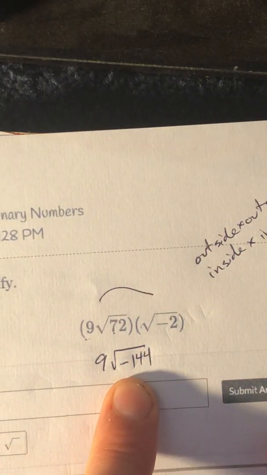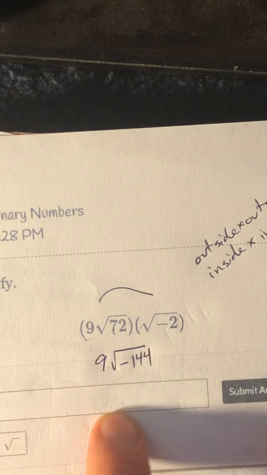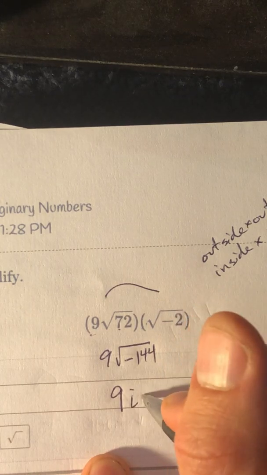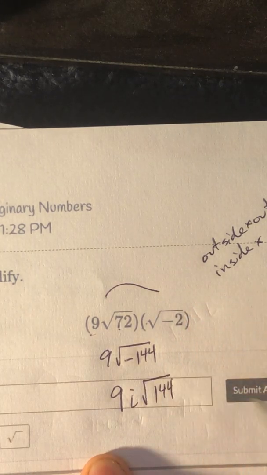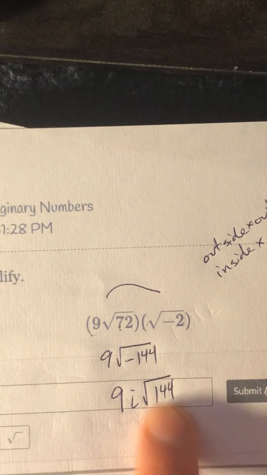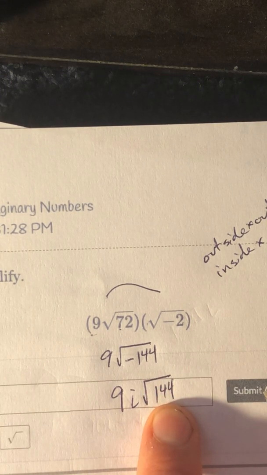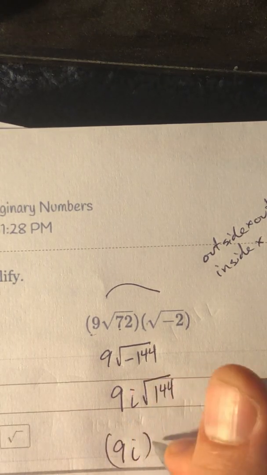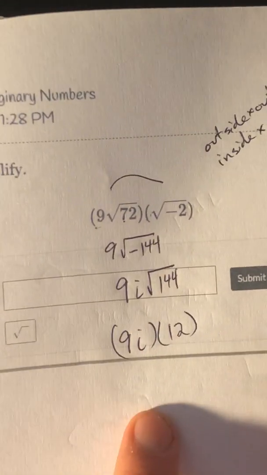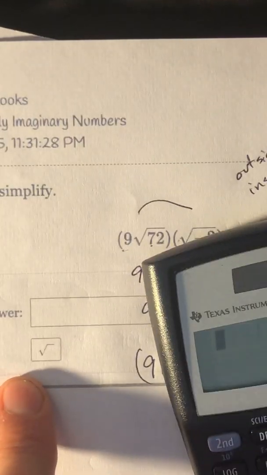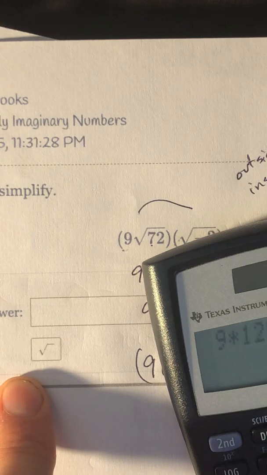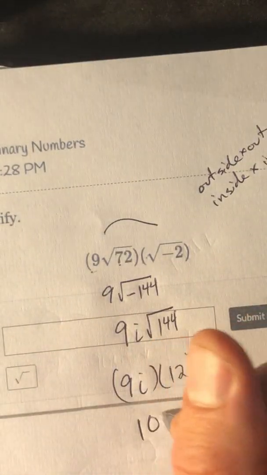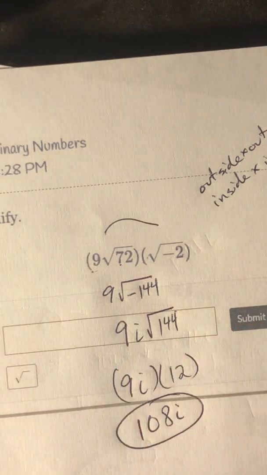Okay, the negative on the inside means that I have an i, so I'm going to pull that i out. It's going to be 9i root 144. And then square root 144, since I know my radical tables, I know that that's equal to 12. So it's 9i times 12. 9 times 12 is 108. So 108i. And that's your answer.